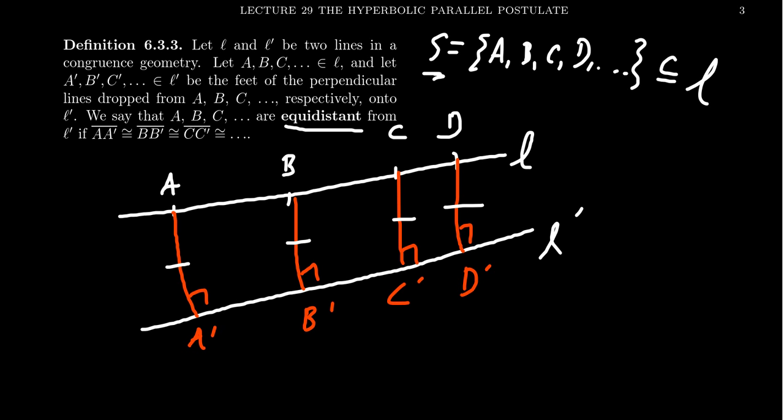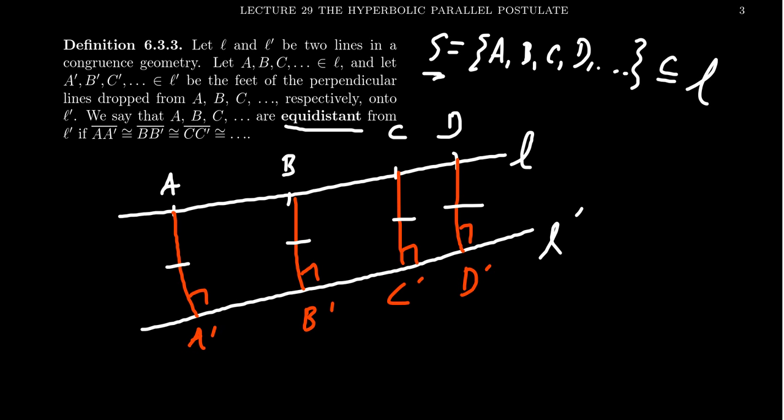Now, we say that two lines are equidistant if we take the entire set of points, because after all, we can think of the line as a set of points. If you take S to be the entire line L, and that set is equidistant, then we say the two lines are equidistant. In Euclidean geometry, we're quite used to this notion. Many people often define parallel lines as those lines which are equidistant from each other. Every set of one point is automatically equidistant. It's kind of silly. And an empty set is also vacuously equidistant.